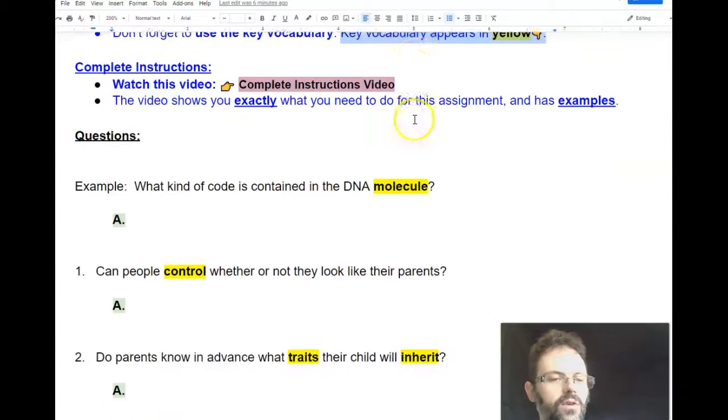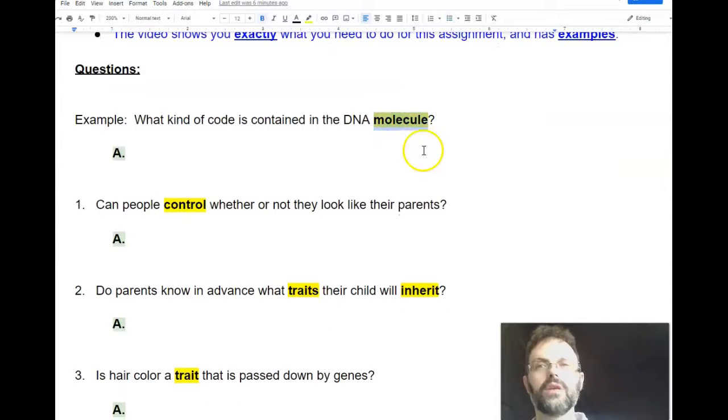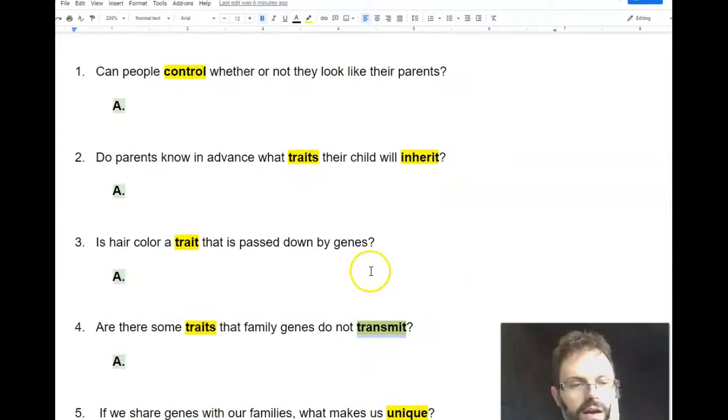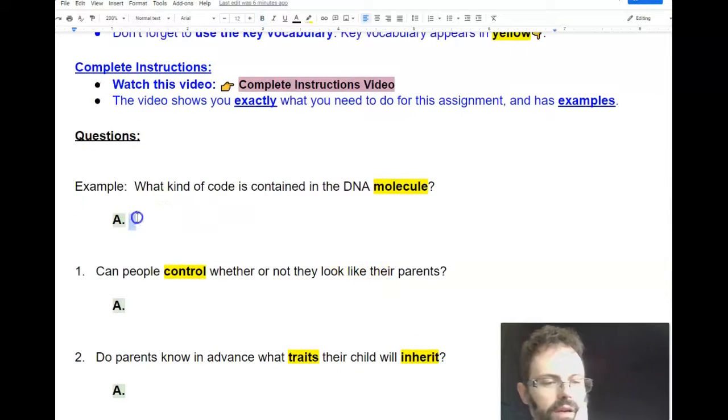So what are key vocabulary? Here, molecule, key vocabulary. Now, maybe your article is different. Maybe yours is not genes. Maybe you have different questions here. But your key vocabulary is going to be yellow. So this example is about genes. Another one, control, that's key vocabulary. This one's key vocabulary. They're in yellow, right? Key vocabulary. So you find them in yellow. And you've got to try to use the key vocabulary in your answer right here.